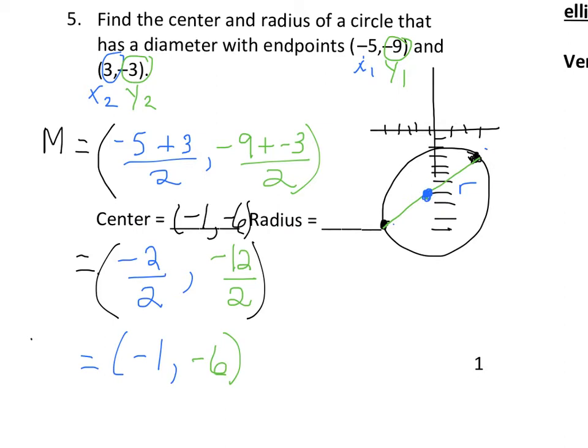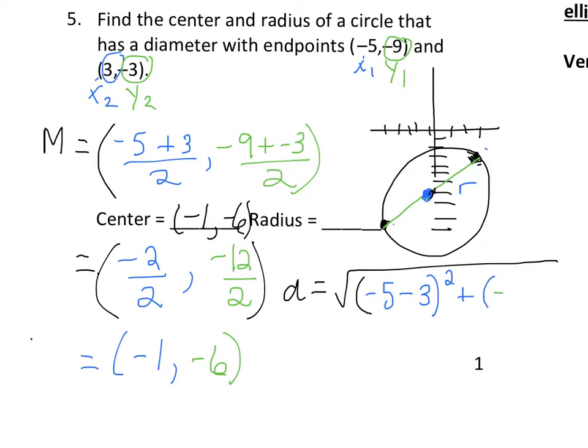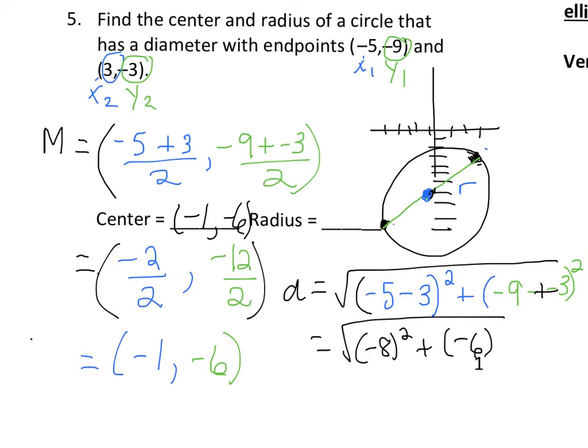Now we just need the radius. We need to figure out how far it is from the middle to the edge. So why don't we use the distance formula with our 2 points. This time we're going to subtract the x's. So it's going to go -5 minus 3 squared, and then we will add on what we get when we subtract the y's. It'll be -9 minus -3. And now we'll simplify. We will get -8 squared, and then -9 plus 3 is -6 squared.